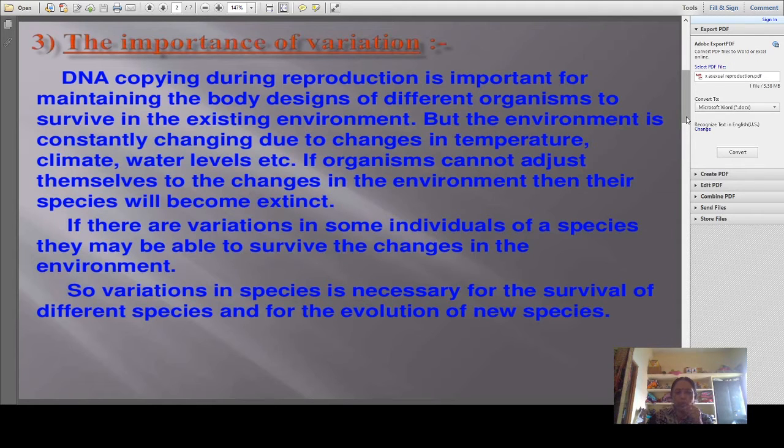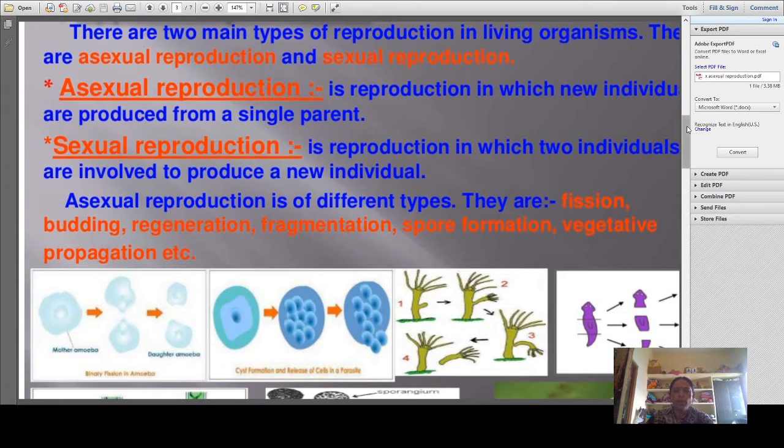If there are variations in some individuals of a species, they may be able to survive the changes in the environment. So variations in species are necessary for the survival of different species and for the evolution of new species. So, variation is important. If there are some climatic changes, they can cope with them and survive in nature, because nature chooses the fittest organism. Now let us study today asexual reproduction and its various types.